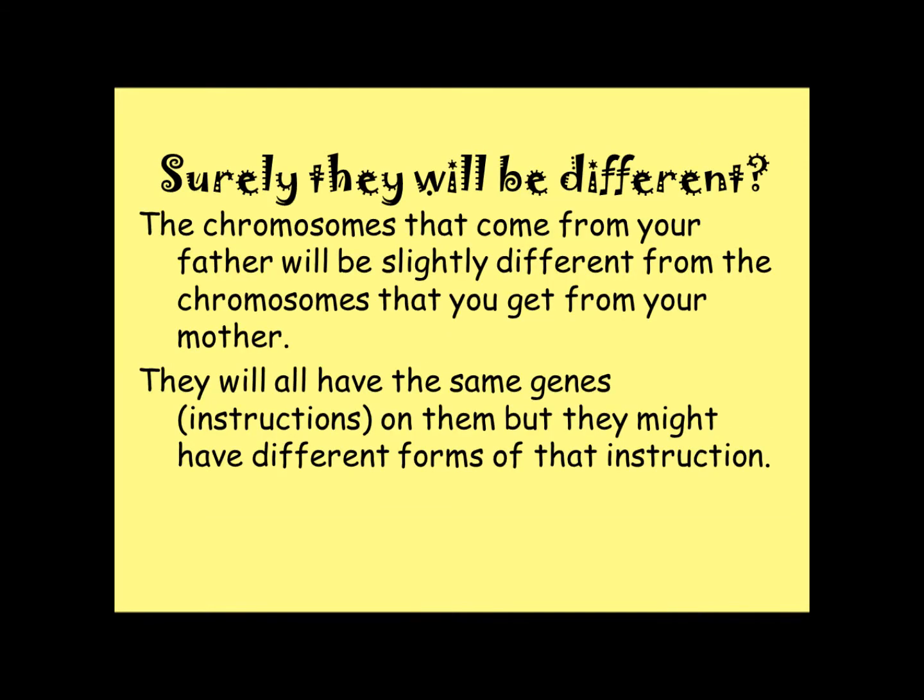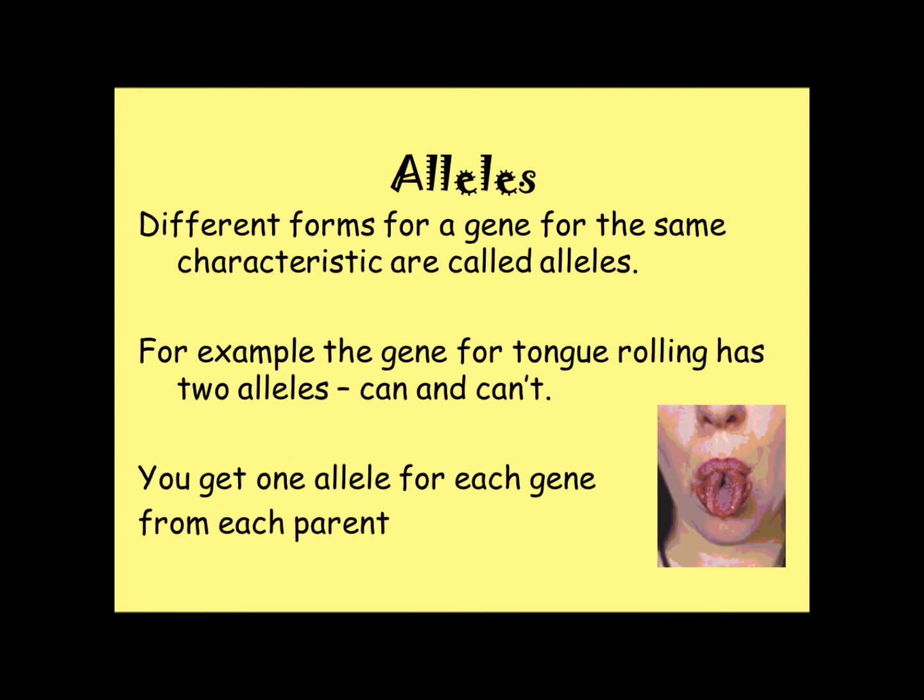The chromosomes that come from your father will be slightly different from the chromosomes that you get from your mother, as we've already discussed. They're going to have the same genes, the instructions, but they might have different forms, the alleles, the different forms of that instruction. So the alleles are the different forms of a gene for the same characteristic. The gene for tongue rolling has 2 alleles, can and can't, and you get 1 allele for each gene from each parent.